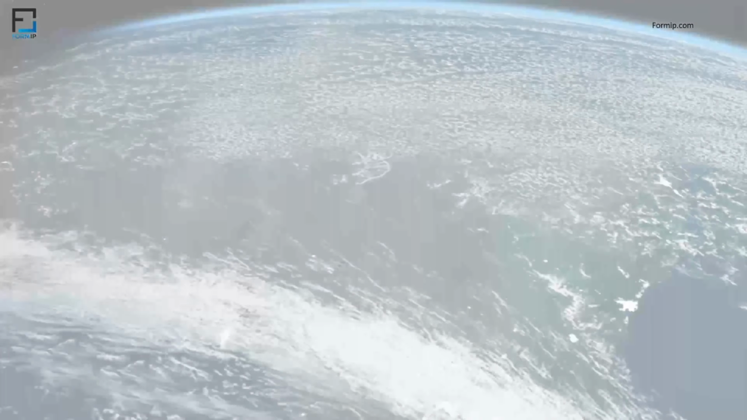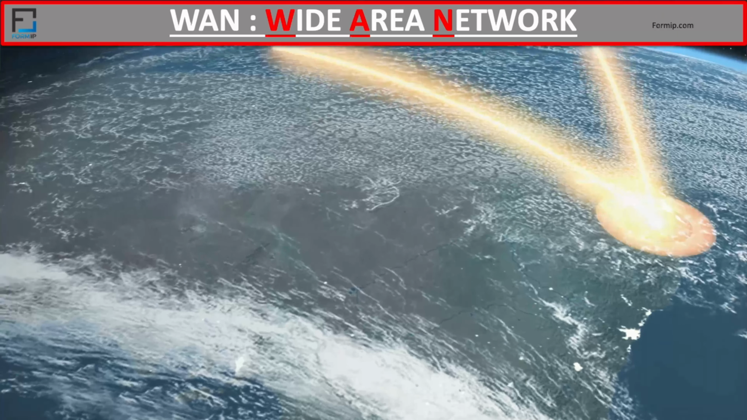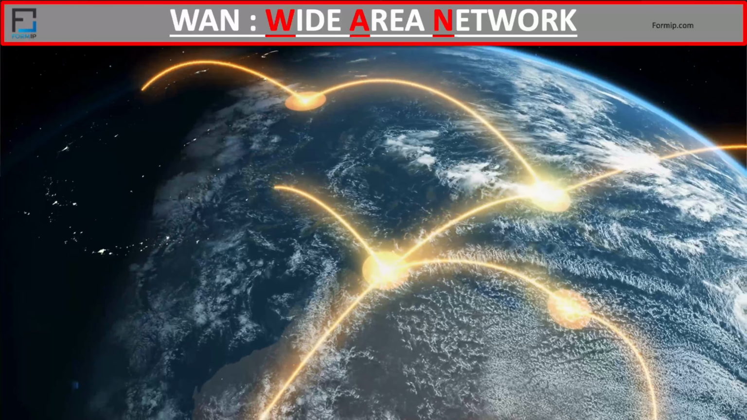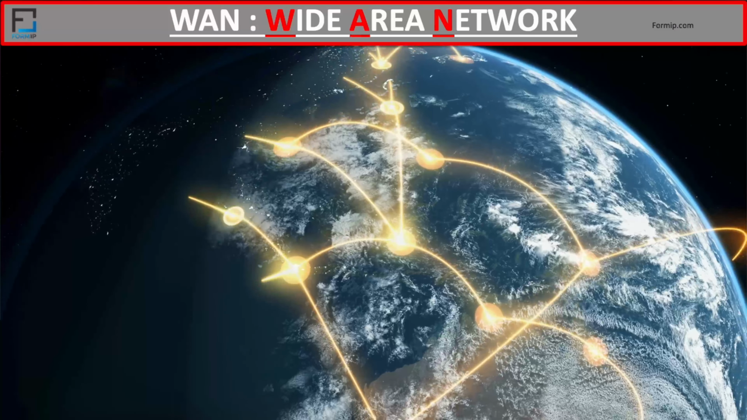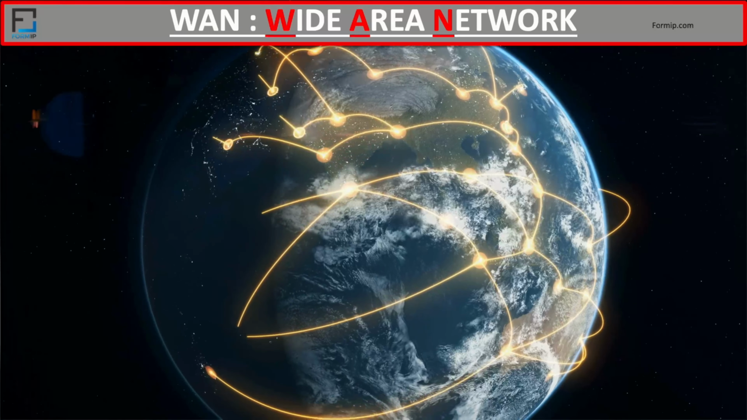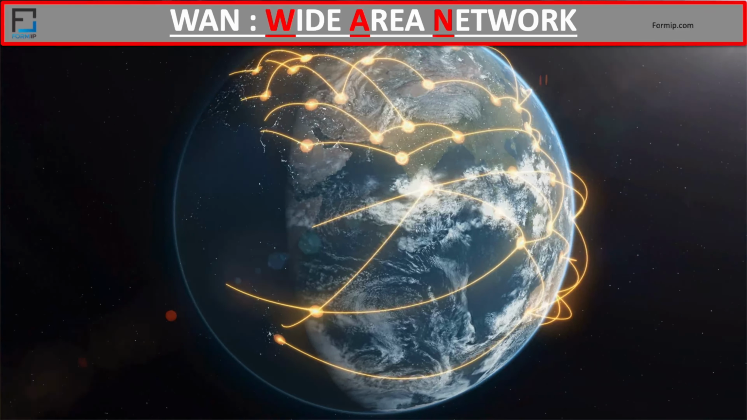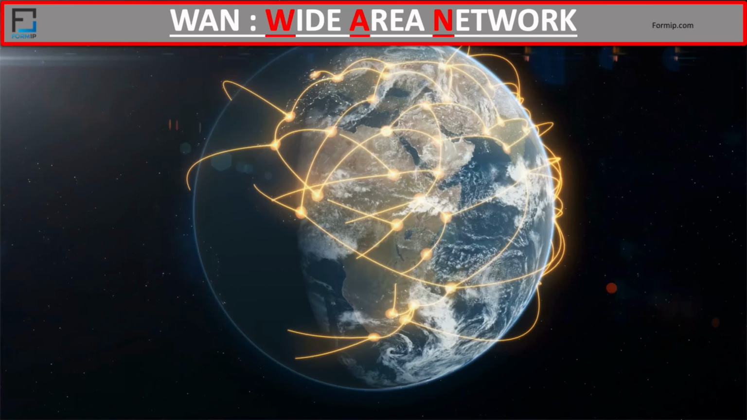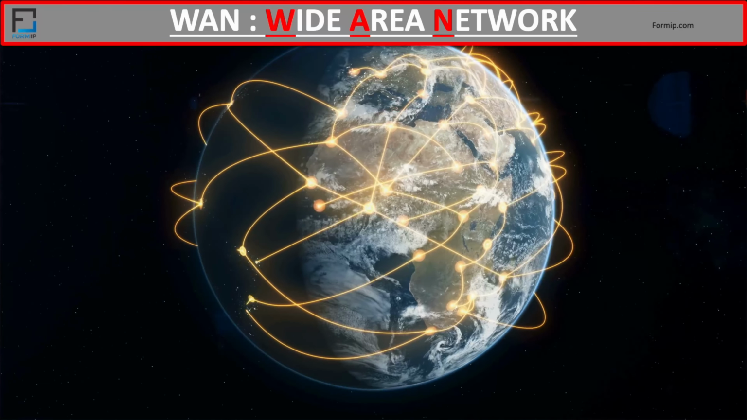WAN stands for Wide Area Network. And we're going to end up with the largest type of network, which is the WAN. It's also called an extended network because it is capable of extending over a large geographical area, such as a country or a continent, and even the whole world. A good example of a wide area network is the Internet.